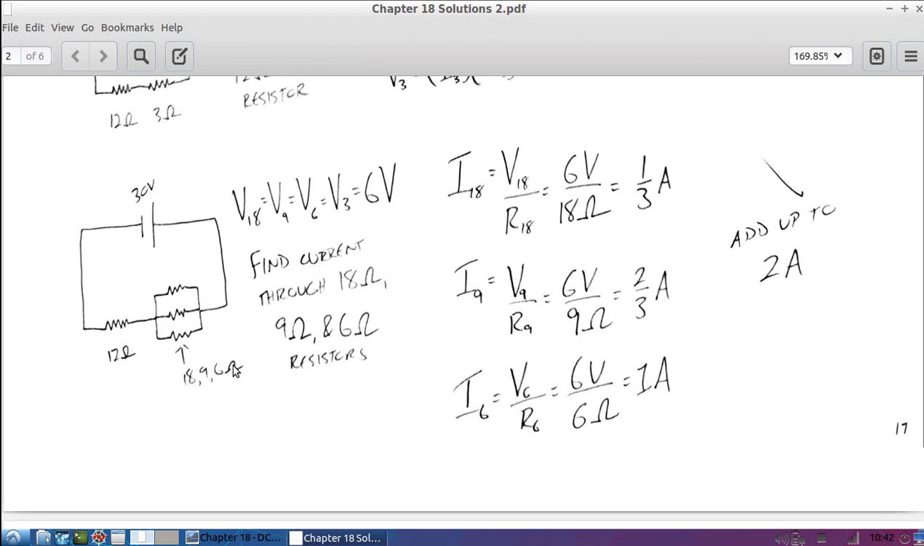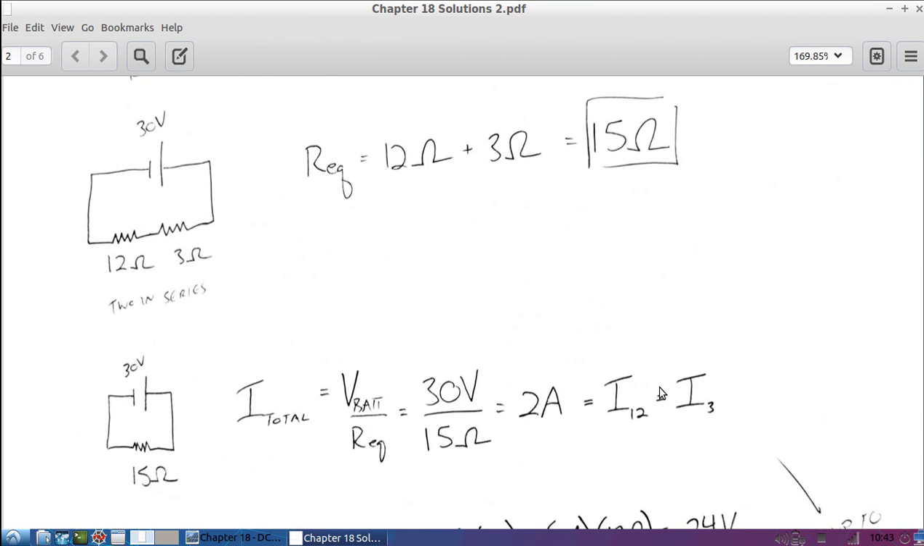The final resistor is a 6 ohm resistor. It's got a 6 volt voltage drop across it, and its current is 1 amp. So I've got 1/3, 2/3, and 1. They add up to 2. Now again, this makes sense, right? This has a much higher resistance than the 6 ohm resistor, so there's less current. Actually 1/3, right? 3 times the resistance, 1/3 the current. So you see that the current gets progressively smaller for each path that has a higher resistance. So you've got 1/3, 2/3, and 1.